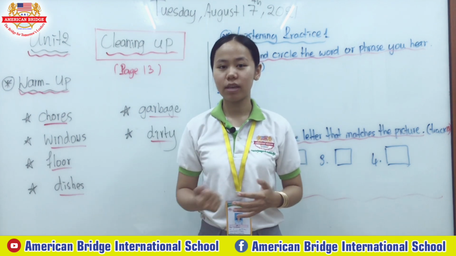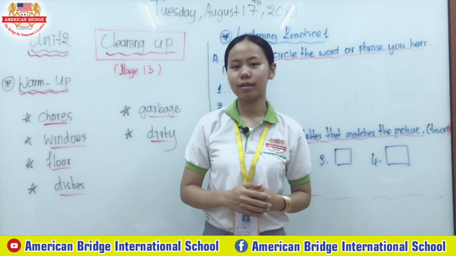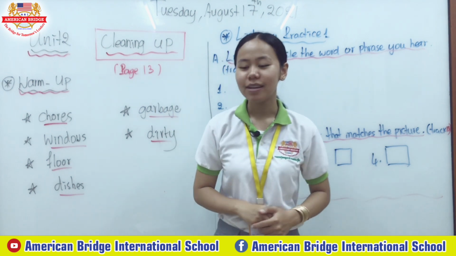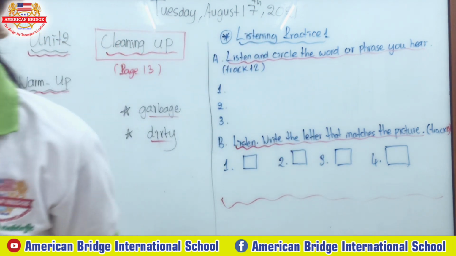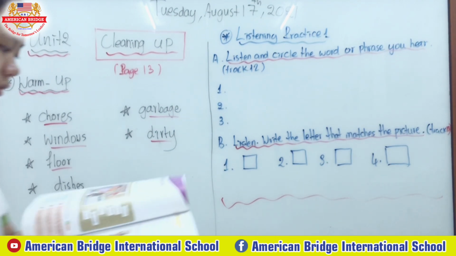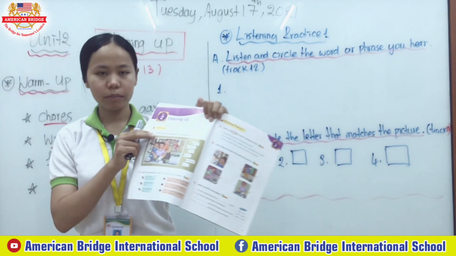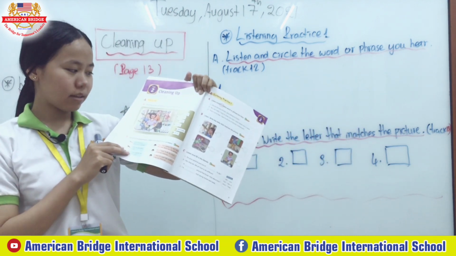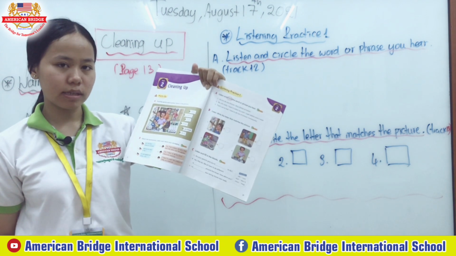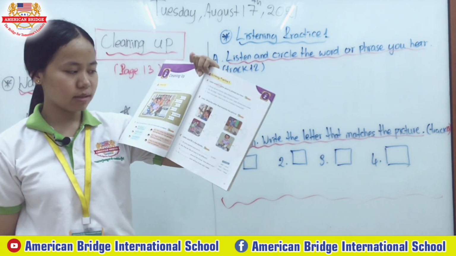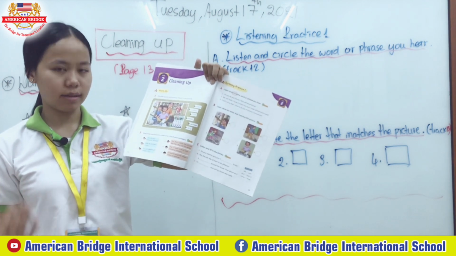Yesterday we started our new unit, Unit 2, Cleaning Up, right? Teacher hopes you still remember what we learned. We moved to section A, which is find the words and number them in the picture. Teacher also explained some vocabulary like the word chores, the word window, the word floor, the word dishes, the word garbage, as well as the word dirty.